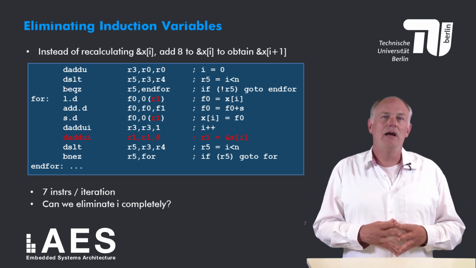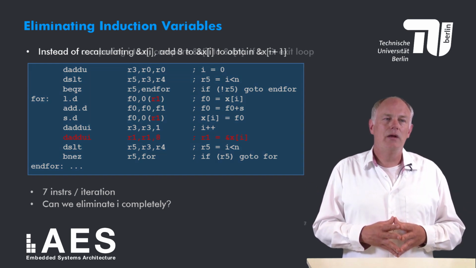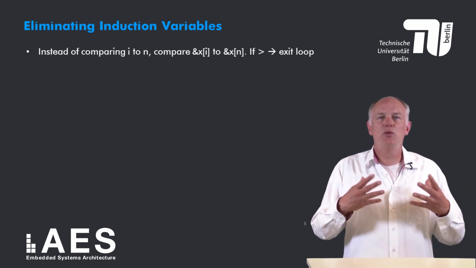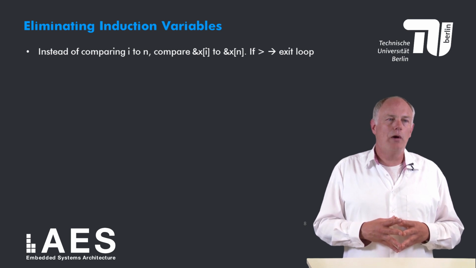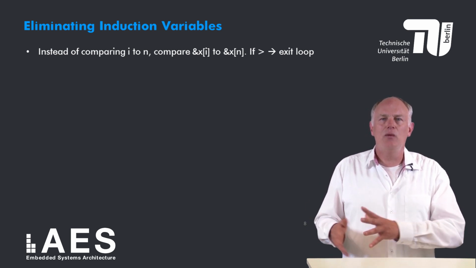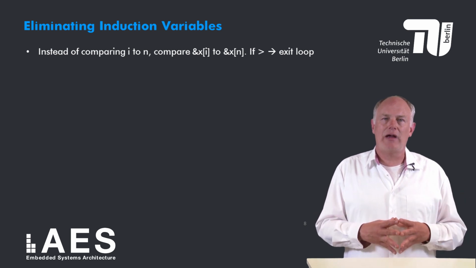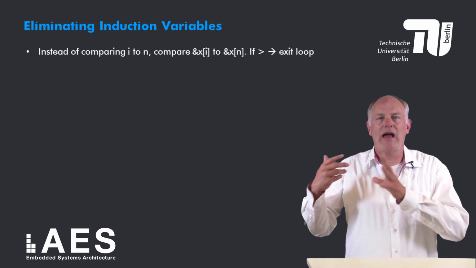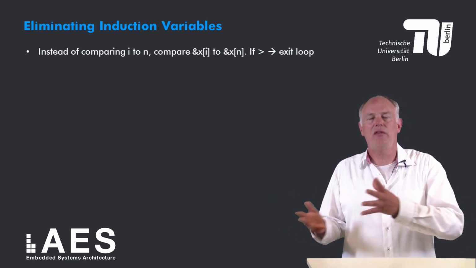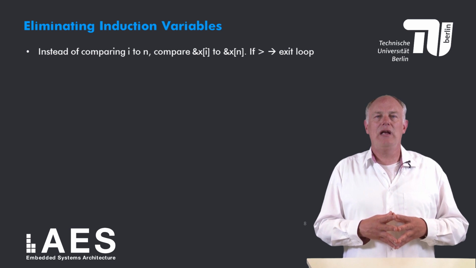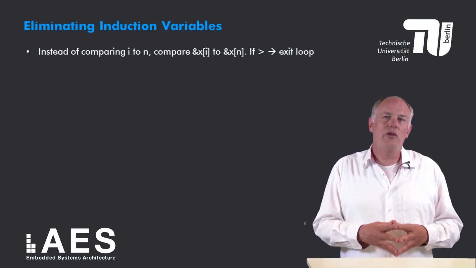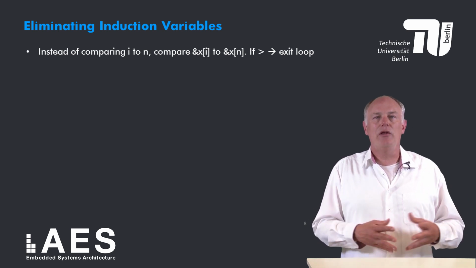Hint, yes. Let us see how. In the previous implementation, I was still needed because we needed to compare I to the loop upper bound n. However, instead of comparing I to n, we can also compare the address of xi to the address of xn. xn doesn't exist, it's the first element after the array, but we can still compute its address. If the address of xi is larger than or equal to the address of xn, we leave the loop.